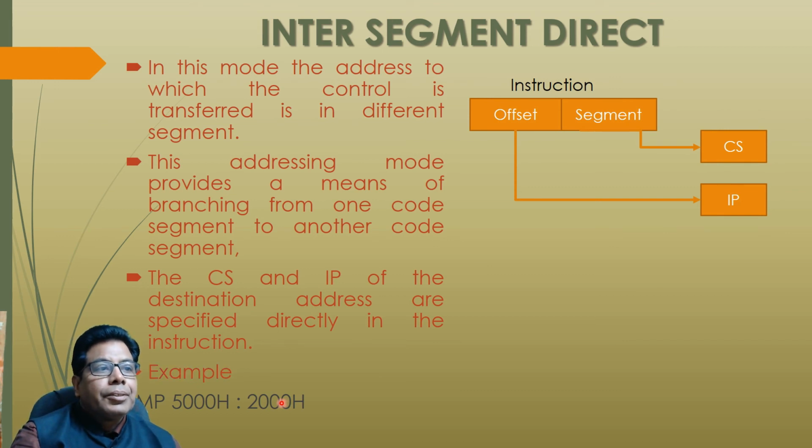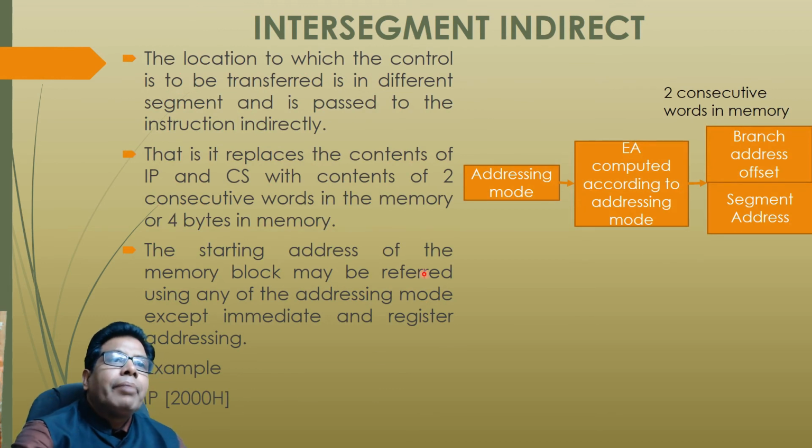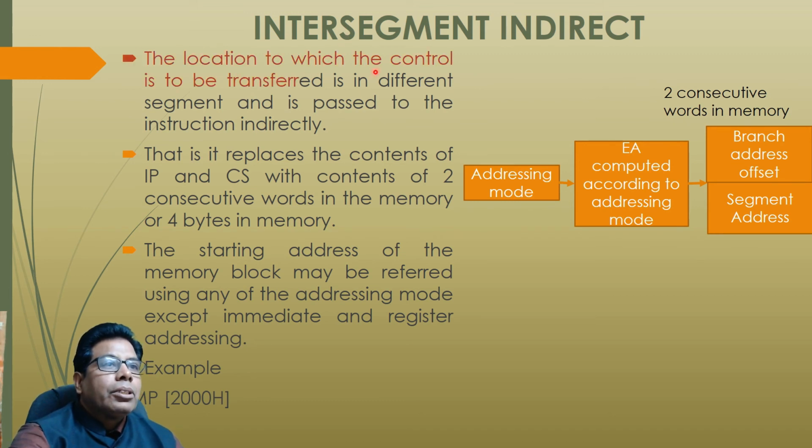The next, inter-segment indirect, that is the last addressing mode. Again it is inter-segment, that means the location to which the control is to be transferred is in a different segment and is passed to the instruction indirectly, because this word is there, it will be passed indirectly. That is, it replaces the contents of the IP and CS with the contents of 2 consecutive words in memory or 4 bytes in memory.